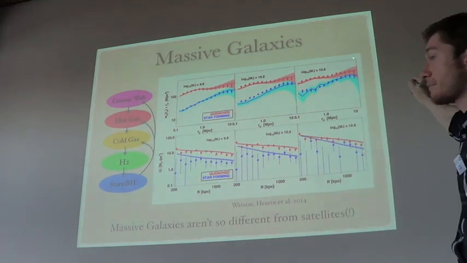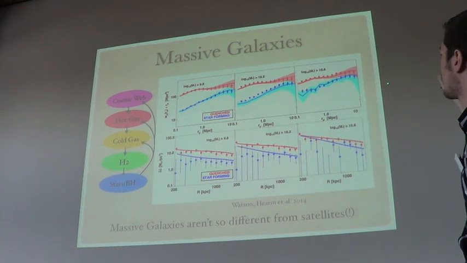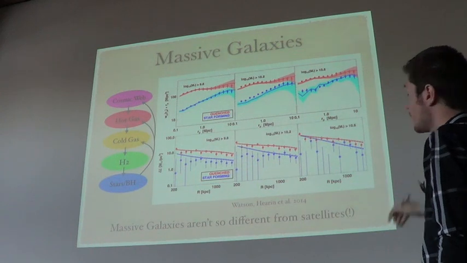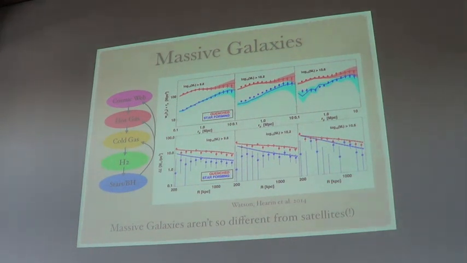And this model is able to match the quenched and star-forming clustering, as well as the quenched and star-forming separate weak lensing signals in Sloan, extremely accurately for being such a simple model.